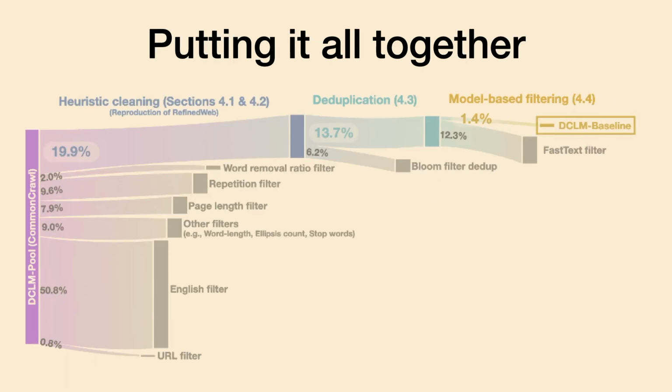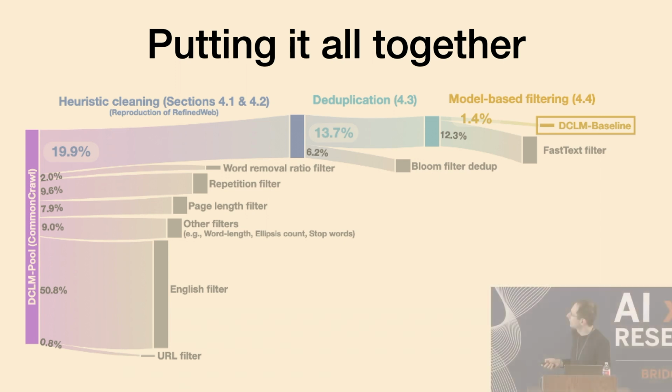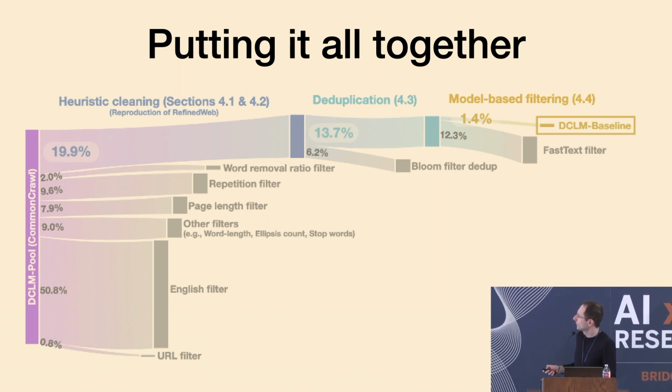Cool. OK, so let's put it all together and look through the steps in our data curation pipeline. So we started out with our pool from Common Crawl, 240 trillion tokens. Then the first step are the heuristic filters from RefinedWeb. And then about 14% are left. The rest gets filtered out for various reasons. Then we do dedupe. That filters out about 1/3. And then we do our model-based filtering and throw away another 90% of the data. So overall, at the end, we are left with about 1 to 2% of the data, about 1 trillion tokens. And this is the data set we train on.